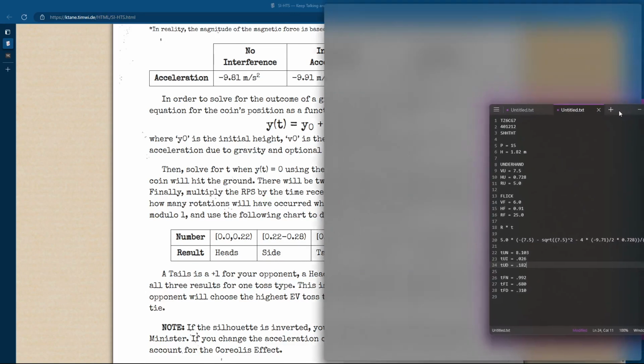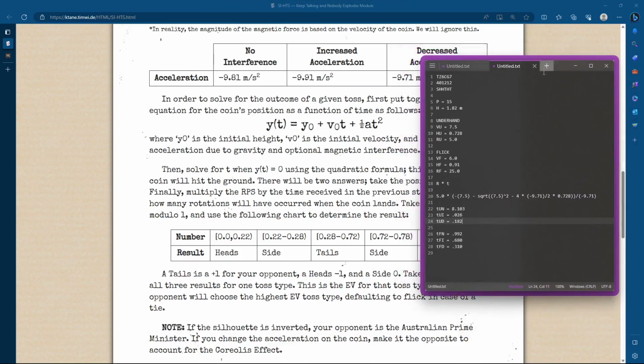Now, I am missing the first number on all of these because the next step is to take that number modulo 1. What it means is just get rid of anything next to it greater than 1. So get rid of that 8. We're left with 0.103, 0.026, 0.182. These down here are based on the flick rather than the other hand.